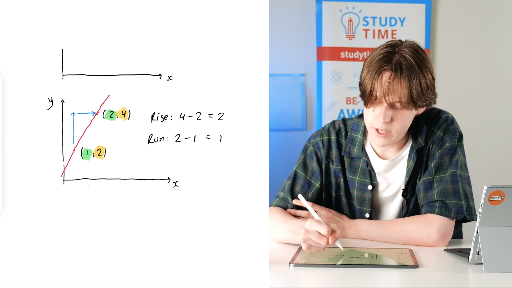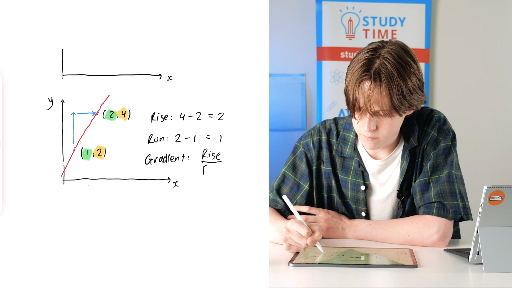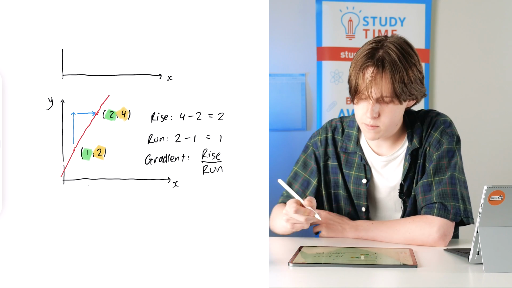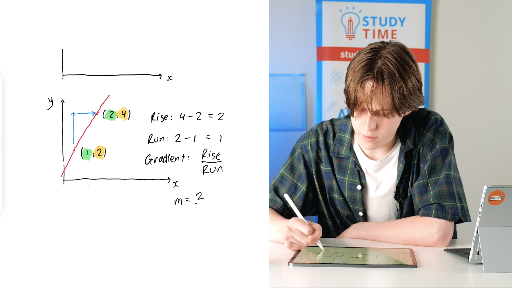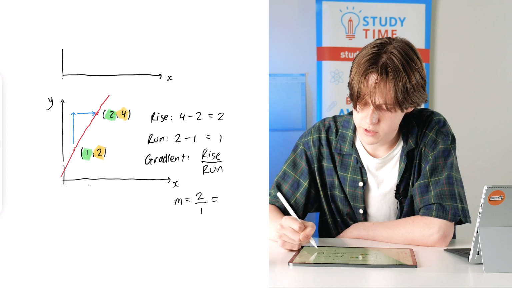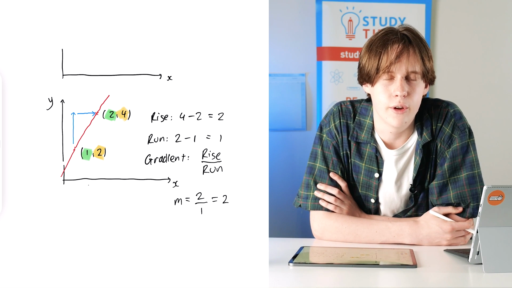And now, in order to get the gradient, we do rise over run. So gradient we denote with m, so we just say that m equals the rise 2 over the run 1, which just equals 2. So we now know that the gradient of that specific line is 2.